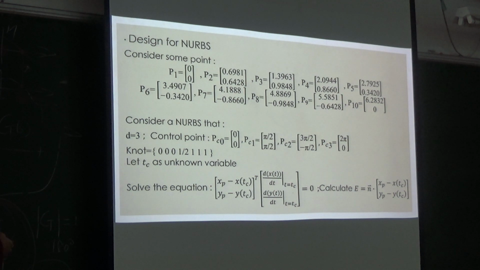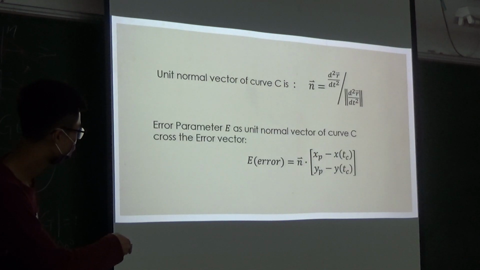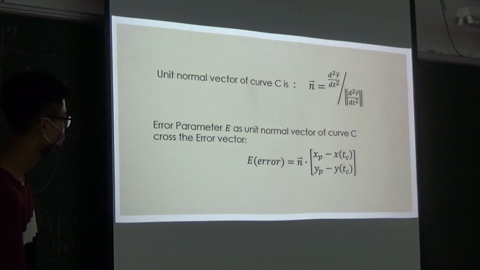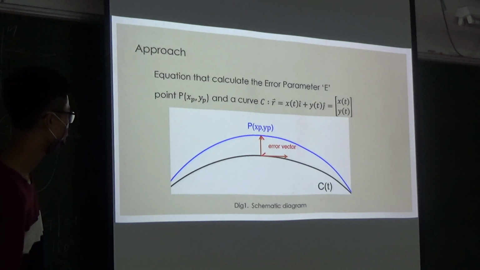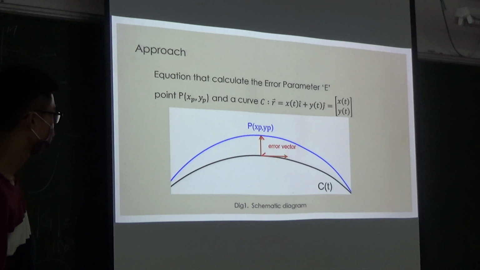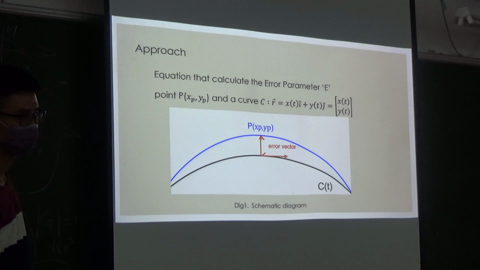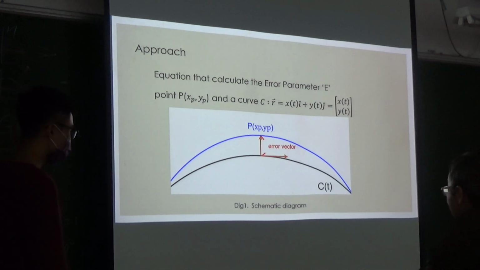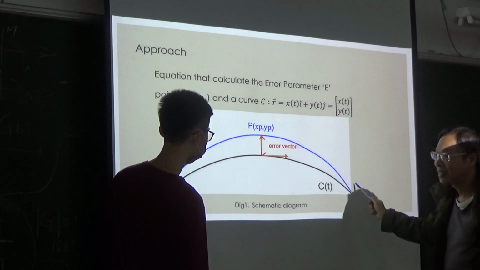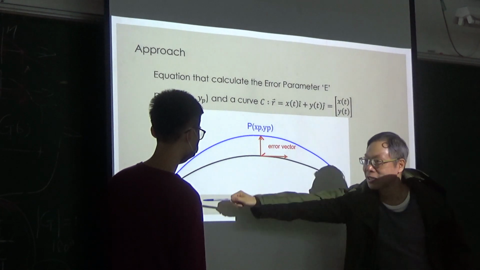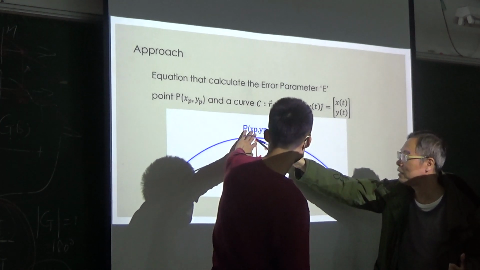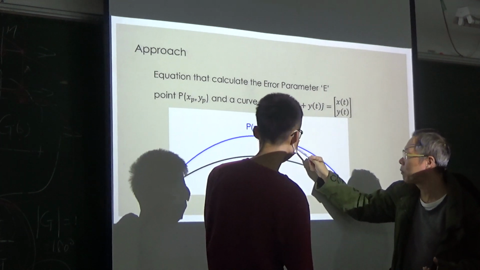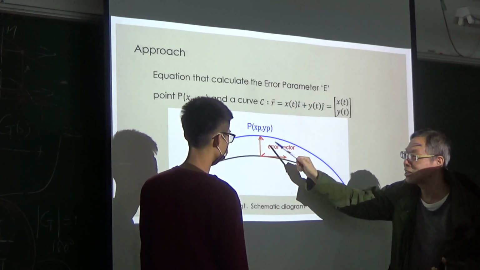Can you go to the video? The blue line and black line, this one. You said the error vector is E, right? How do you define E? You have a set of points here, and this is your NURBS curve. So what is E? What does this mean? Your point may be here, not here. There is no point here.